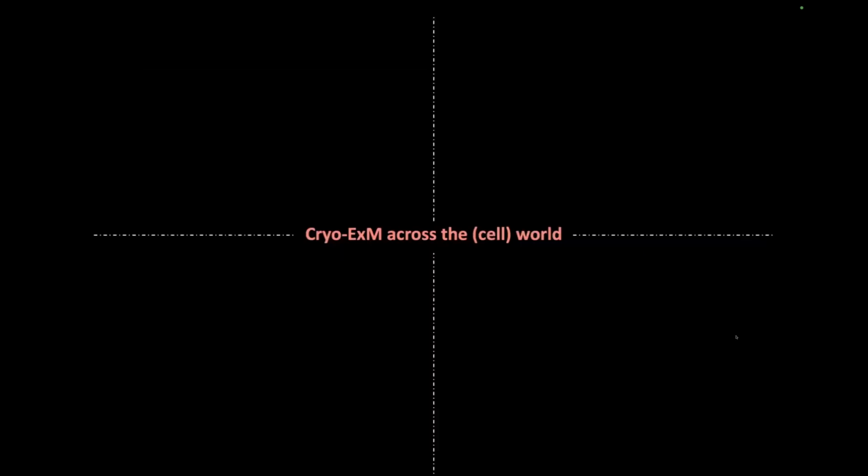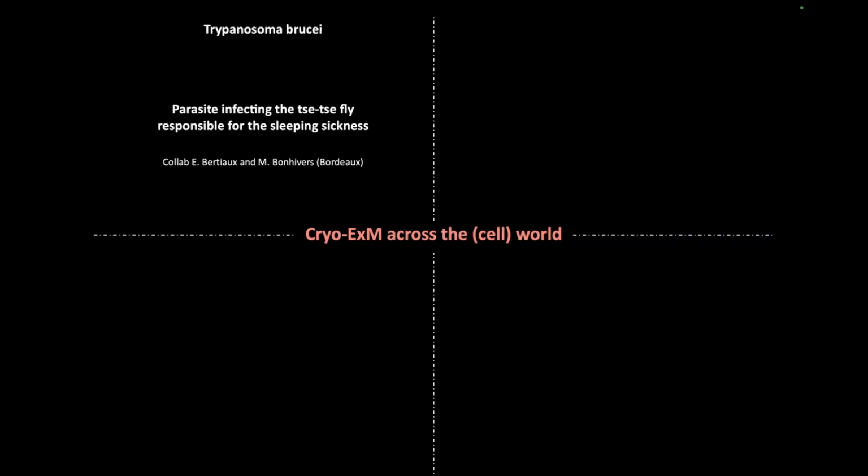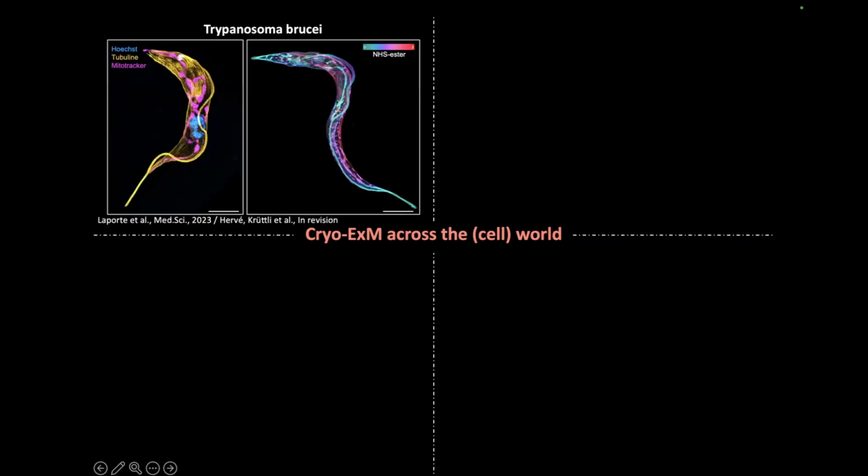With this, I'm reaching the end of the talk. I just want to show you all the applications of the cryo expansion microscopy, some of which you already heard. One parasite, the Trypanosoma brucei, is actually a collaboration with a lab from Bordeaux, the laboratory of Mélanie Boniver, that I did with Héloïse Berthiaud on the Trypanosoma. So we just proved that we could cryofix and expand it, and it was extremely gorgeous to look at. And now Héloïse is actually developing her own project on this.